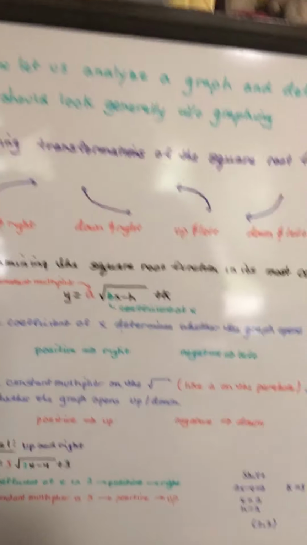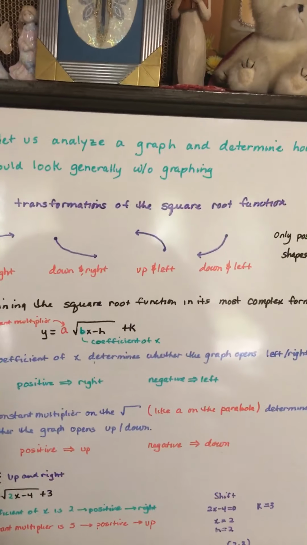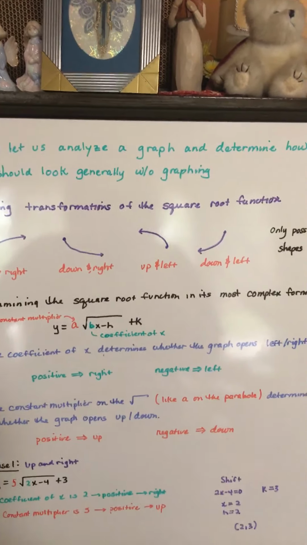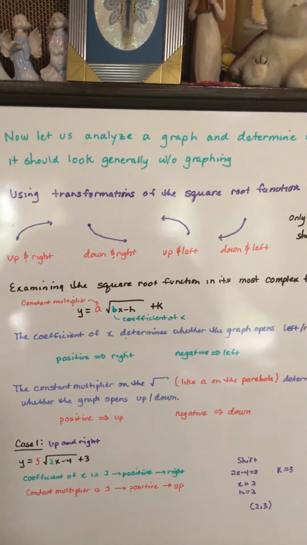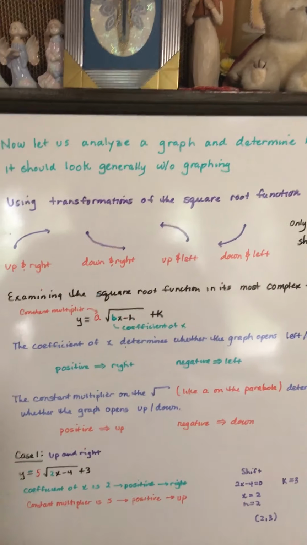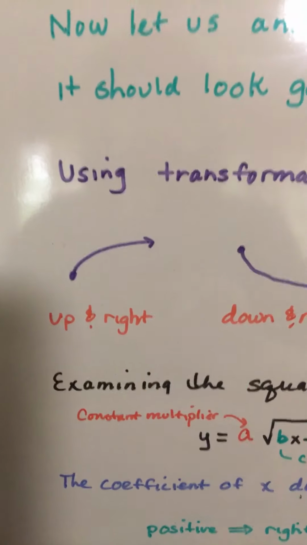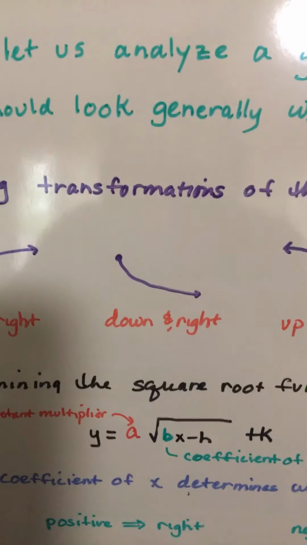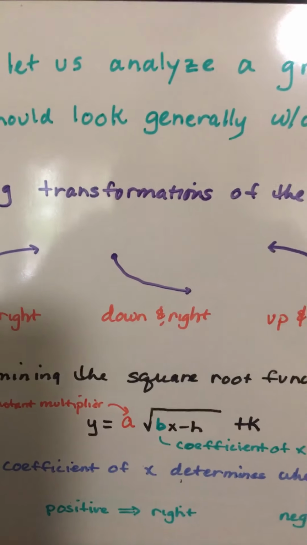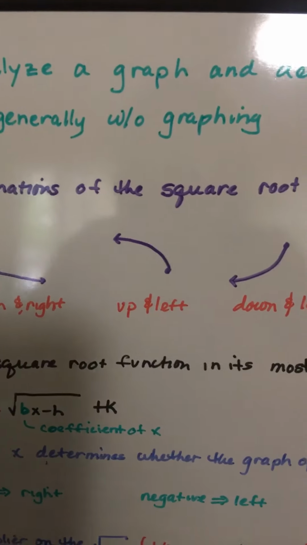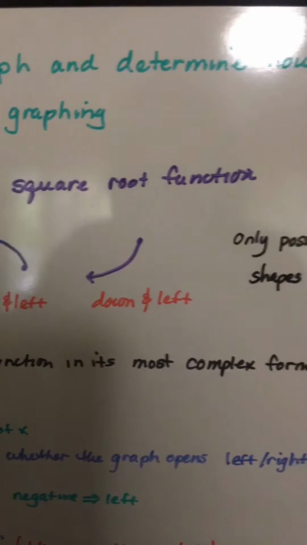Now we want to analyze a graph and determine how it should look generally without having to graph. So using the transformations of a square root function to get this idea across, it can either be graphed up and right, down and right. That's usually what most of you have done if you've not had me. But it can also go up and left and down and left. These are the only possible shapes.